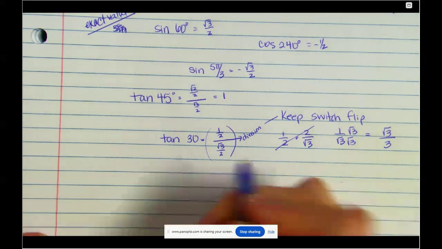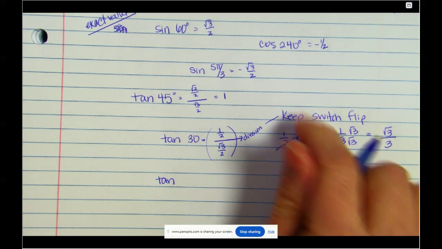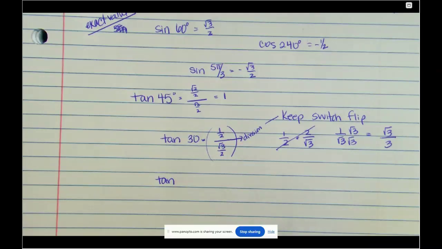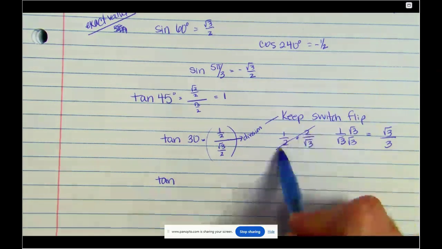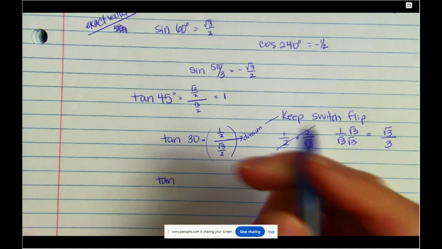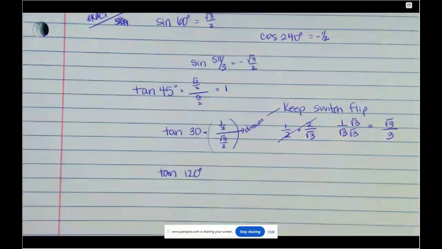the tangent of... that's the switch part. I don't remember how to do fractions. Why do you cancel the twos? Because you're multiplying by 2 and dividing by 2, which is 1. I was thinking like you multiply across. No, that's only if there's an equal sign. Okay, so let's go tangent 120, please.